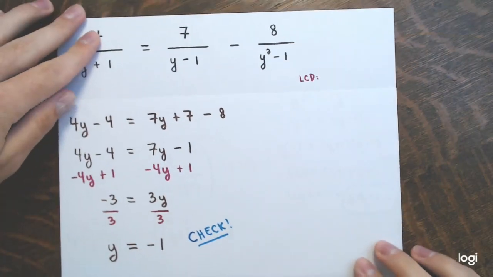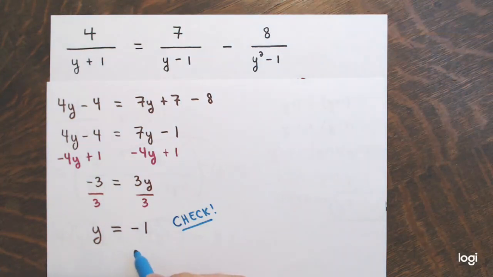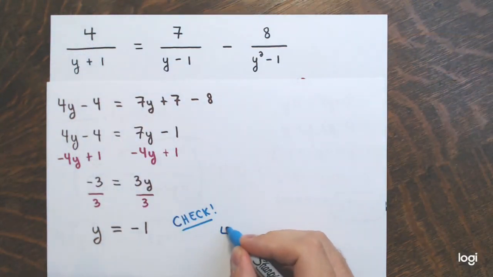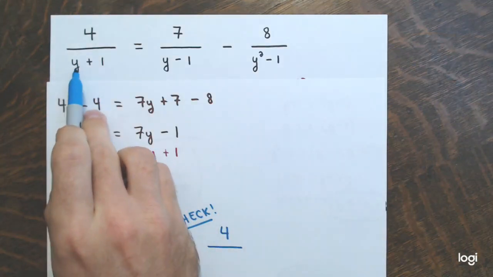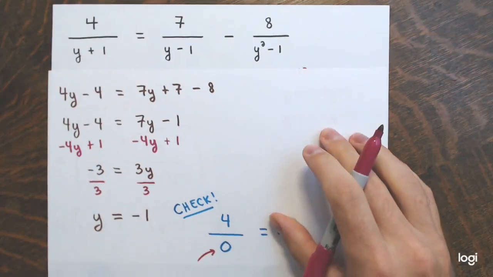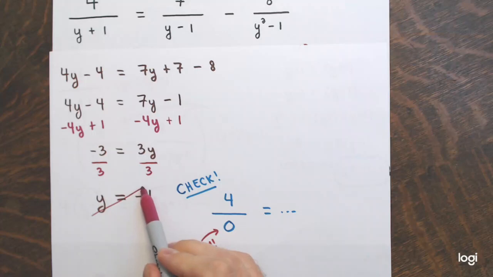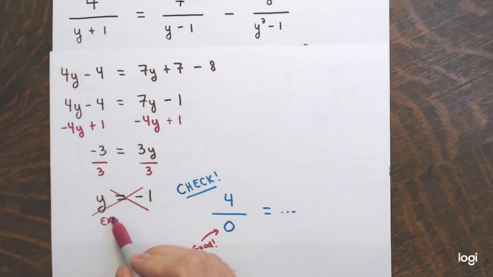Let's actually check. All right, so here's the original equation. And when I plug in negative 1 for y, you see right away, the numerator is 4 in that fraction, and negative 1 plus 1 gives denominator 0. So it really doesn't matter what the rest of it looks like. If there is a denominator of 0 anywhere, that's no good. Right? That's undefined. You cannot divide by 0. So y equals negative 1 is not a solution. Eliminate that. This is an extraneous solution. It doesn't work in the original problem.